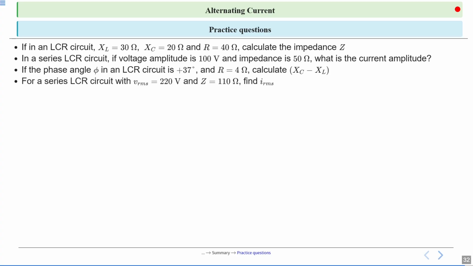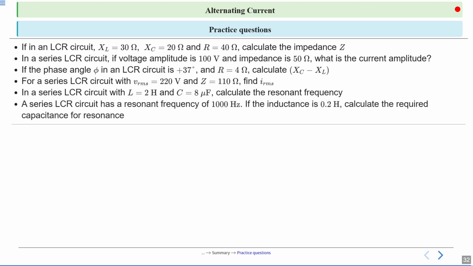For a series LCR circuit with VRMS equal to 220 volt and Z equal to 110 ohm, find IRMS. In a series LCR circuit with L equal to 2 henry and C equal to 8 microfarad, calculate the resonant frequency. And a series LCR circuit has a resonant frequency of 1000 Hz. If the inductance is 0.2 henry, calculate the required capacitance for resonance.